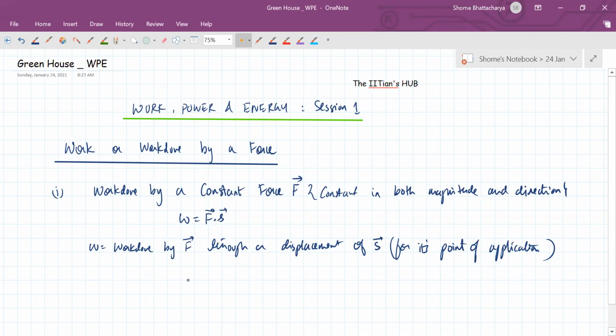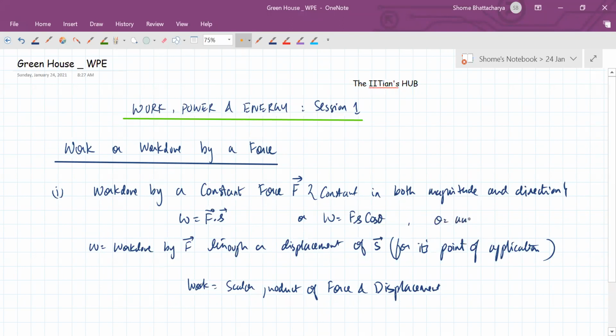So in words, we can say that work done is equal to the scalar product or dot product of force and displacement. This further becomes F into S into cos theta, where theta is the angle between the force and the displacement.